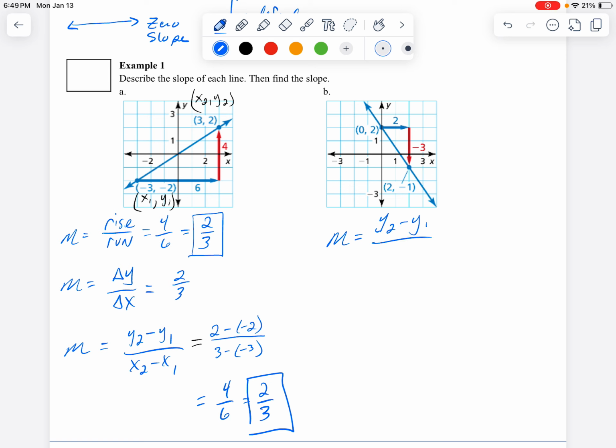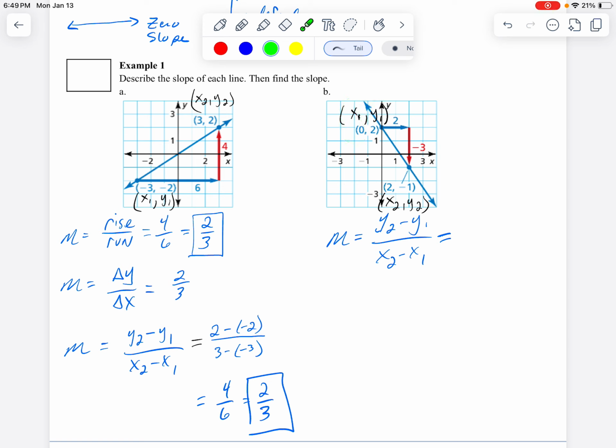y2 minus y1 over x2 minus x1. So let's label our points. I'll call this x1, y1, and I'll call this x2, y2. And it's important to note, I could have flipped these, meaning I could have made this x1 instead, and it would be fine. It won't matter. You'll get the same answer. The only thing that's important is the 1s and the 2s have to stay together. In other words, if this x value is x1, this y value has to be y1.